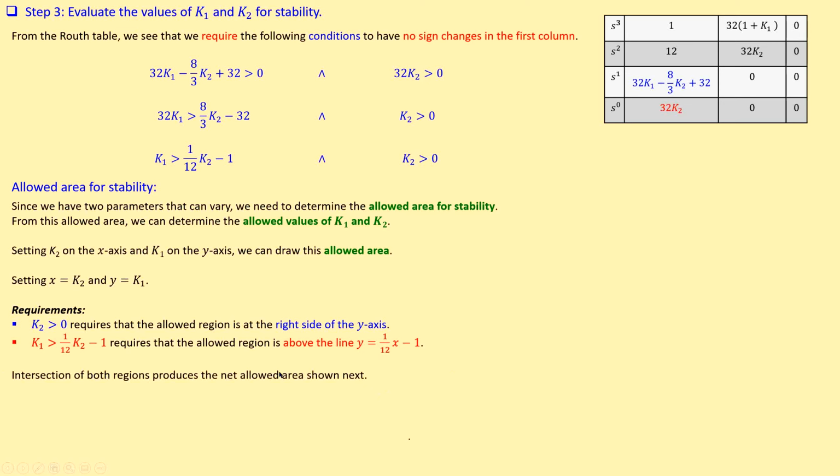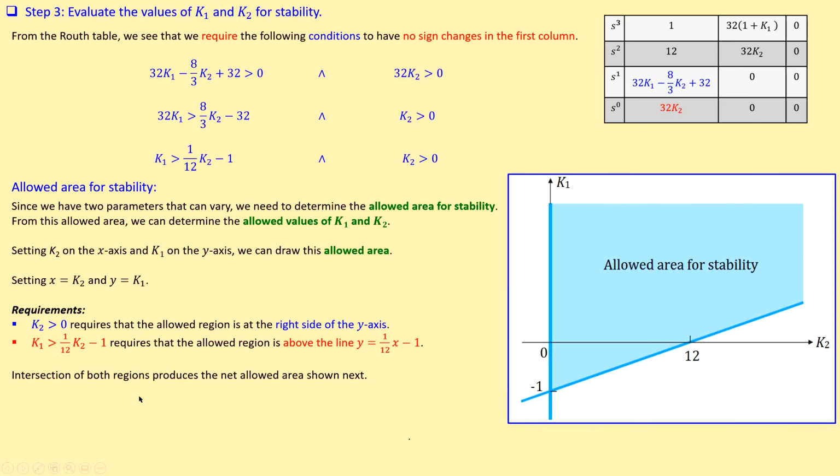And the intersection is actually the region where we have the situation for a stable system. So if I now look at the right side, you can see I have on the x-axis the K2 and on the y-axis K1, as we've discussed here also. And this is actually the line which you see here. You can check that by using 2 points.